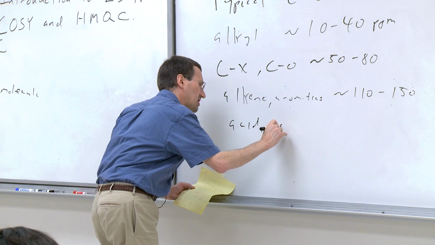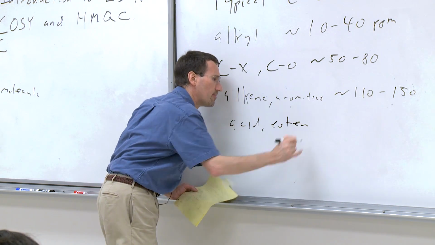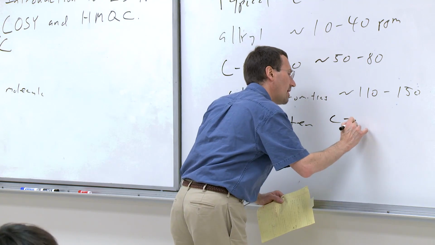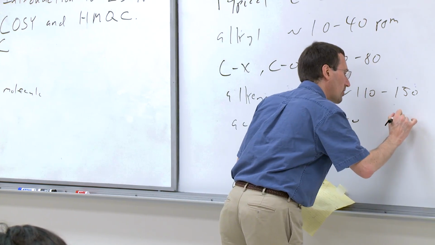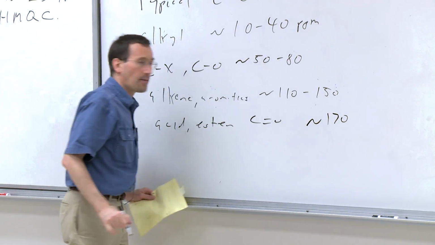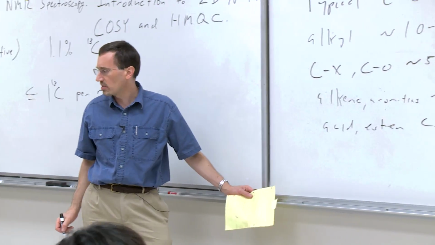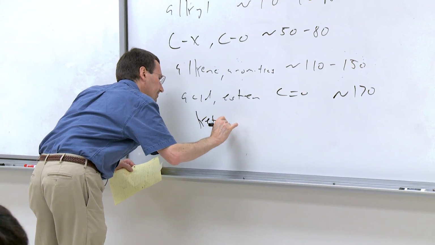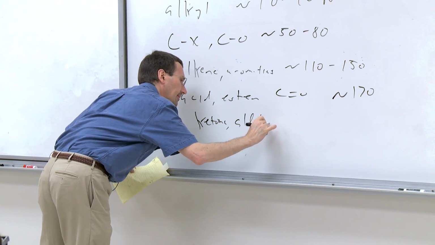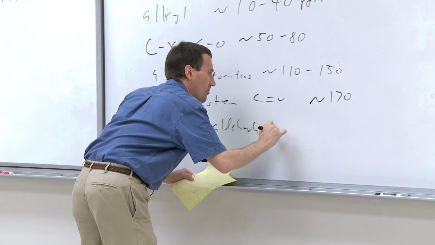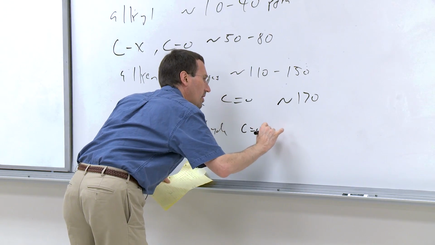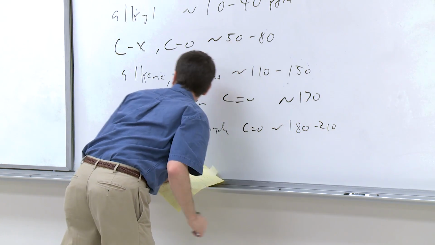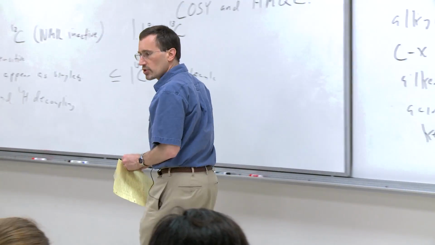Acids, esters, the carbonyl groups end up being the most far downfield. The acid and ester carbonyl group ends up being at about 170. Ketones and aldehydes are a little further downfield. Let's say about 180 to 210 is sort of a range here for the carbonyl.